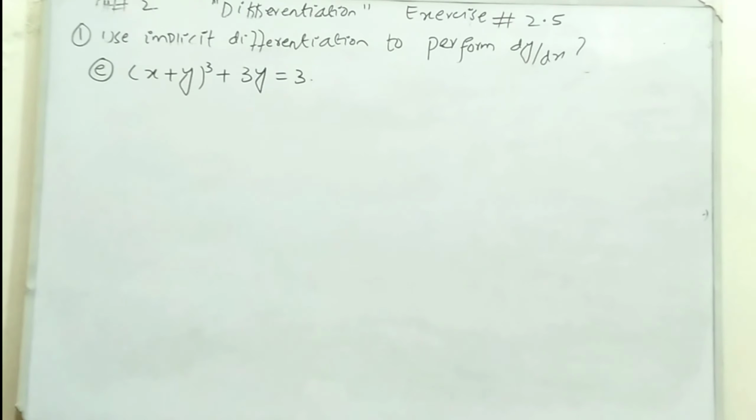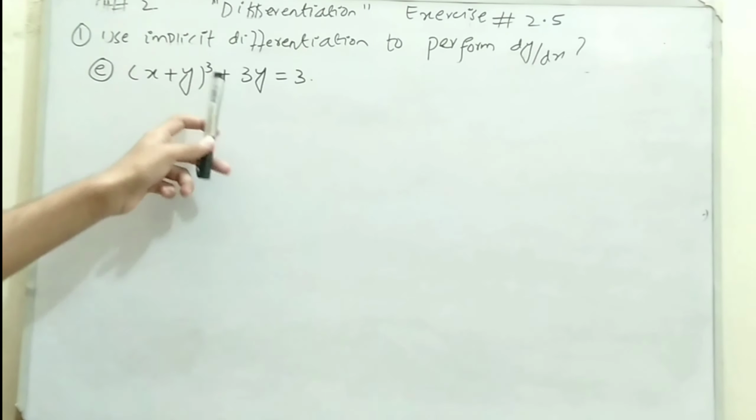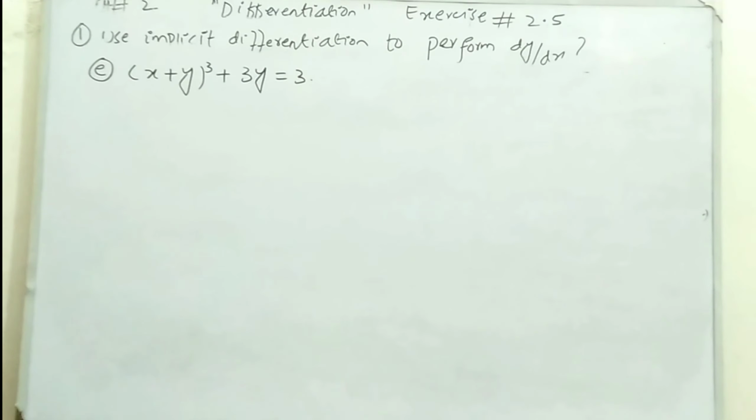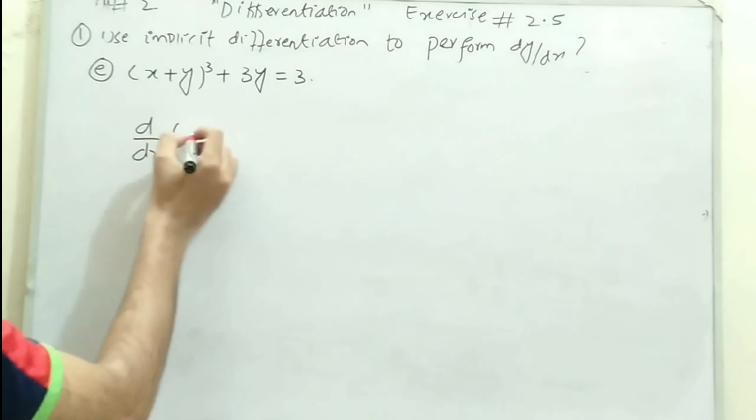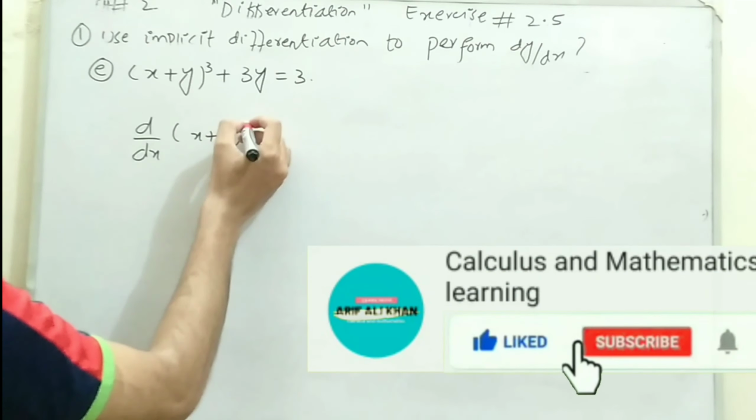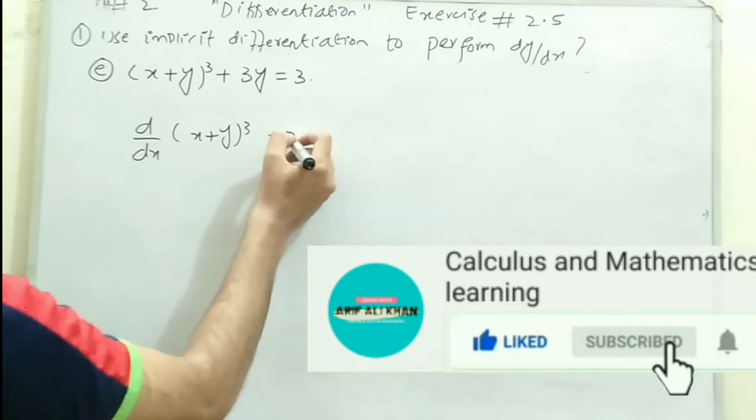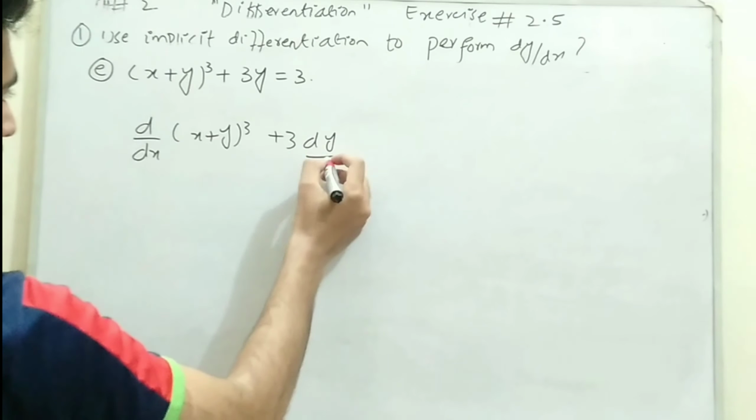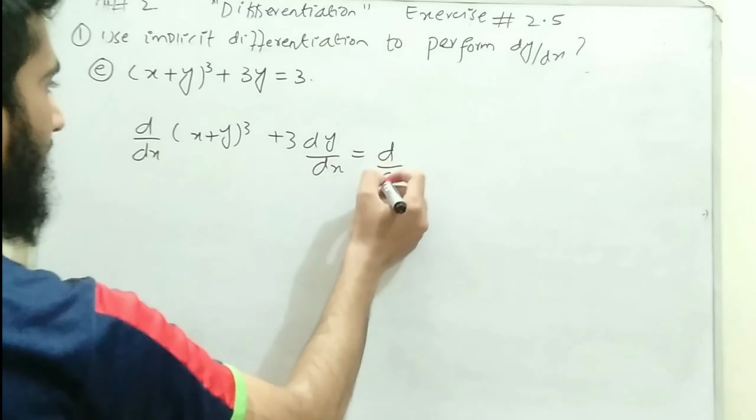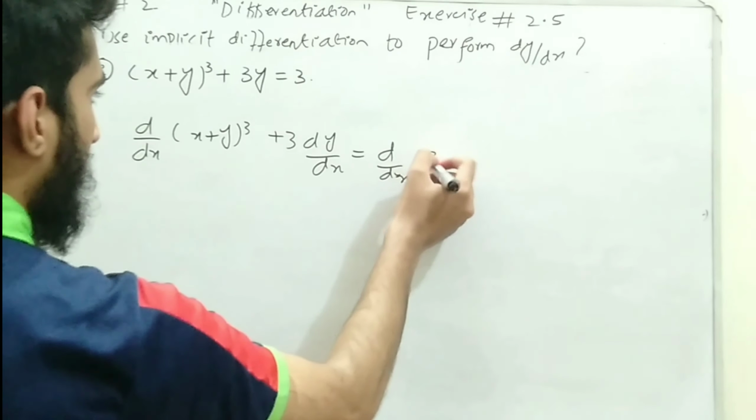Now move toward part number E. x plus y whole cube plus 3y is equal to 3. Find derivative. So taking d by dx on the whole equation, d by dx of x plus y whole cube plus 3 times of d by dx on y, so it becomes dy by dx, will be equal to the d by dx on the right hand side, which is 3.